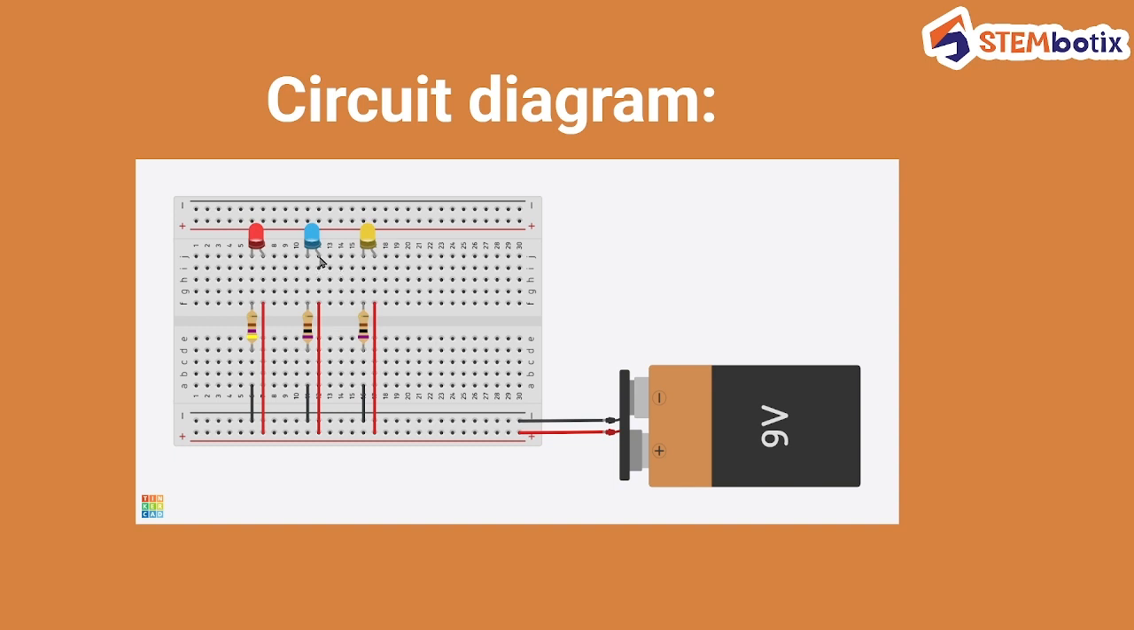Then connect the anode of the blue LED to the positive rail of the breadboard using a red jumper wire, and the anode of the yellow LED also to the positive rail of the breadboard using a red jumper wire. Here your circuit connection for parallel connection is done. As soon as you connect the last jumper wire, you will see that all three LEDs are turned on.